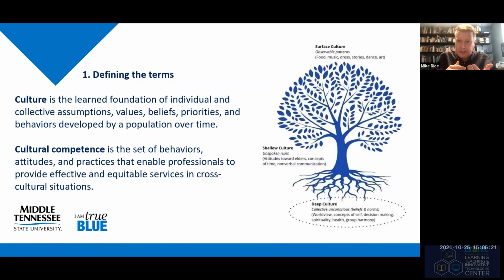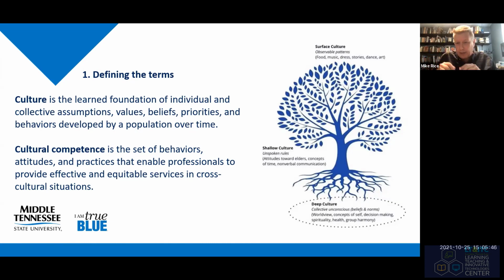So two things that we need to maybe keep in mind as we go into our breakout rooms are the idea of culture. Culture is the learned foundation of individual and collective assumptions, values, beliefs, priorities, and behaviors developed by a population over time. Cultural competence is the set of behaviors, attitudes, and practices that enable professionals to provide effective, equitable services in cross-cultural situations.